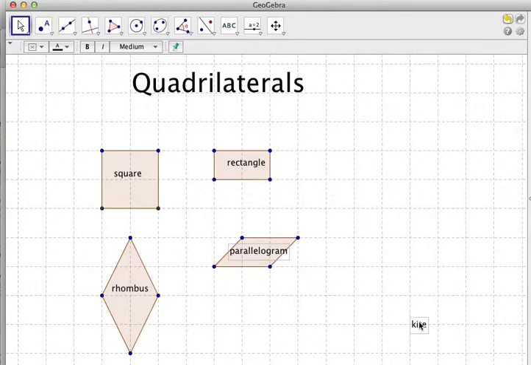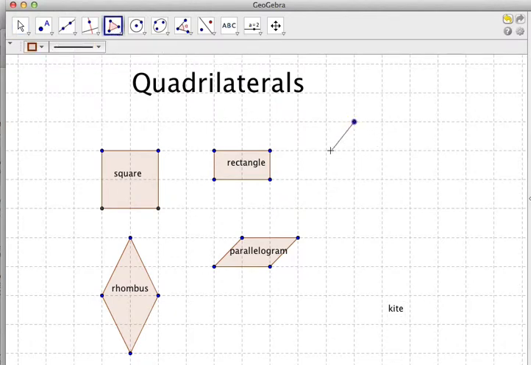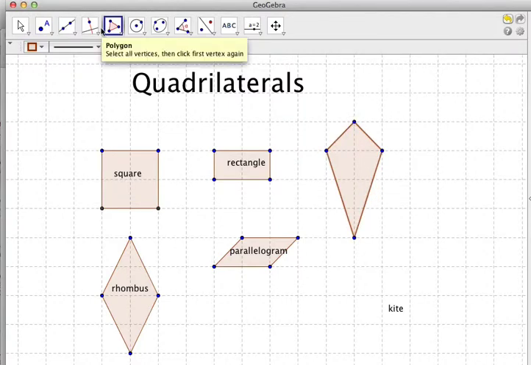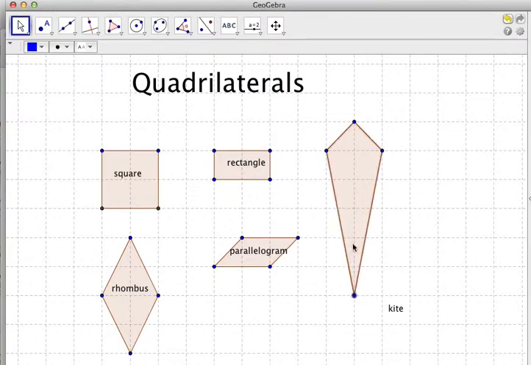And the last player to be picked to play for the quadrilateral team is the kite. Now you probably know what a kite looks like. This is a kite, as is this, and this. These are all kites.